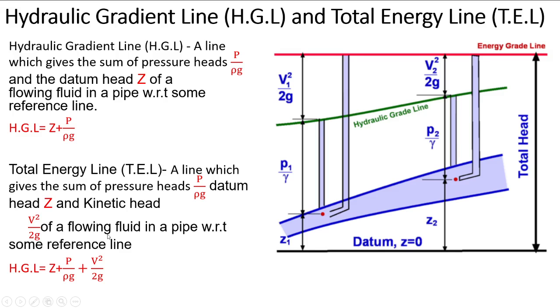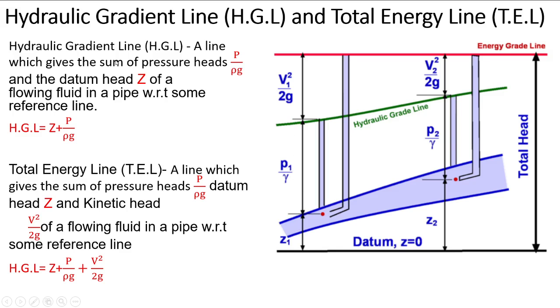Now the next topic is the hydraulic gradient line and the total energy line. Hydraulic gradient line is a line which gives the sum of the pressure head, that is P by rho g, and the datum head, that is Z, of a flowing fluid in a pipe with respect to some reference line. We can see this diagram. This is the datum, this is the pipe, and this is the center line. Now Z1 is the datum head and P1 by rho g is the pressure head.